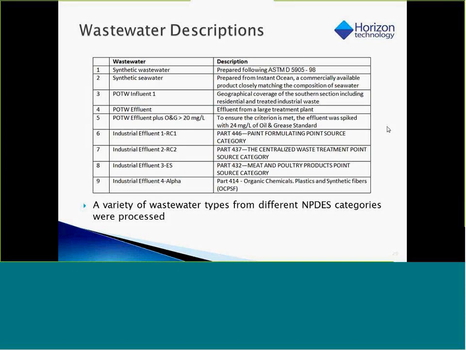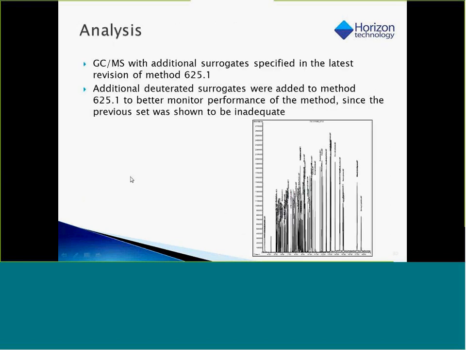We had industrial effluents from different categories. The formulating point source category was nasty. So was the centralized waste treatment point source category. I was very surprised at how nasty they could be.